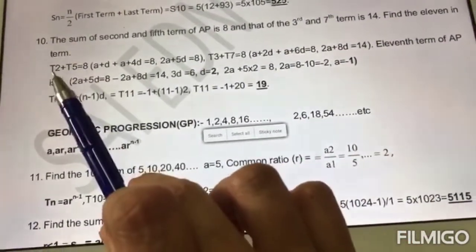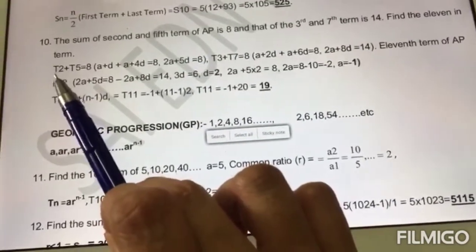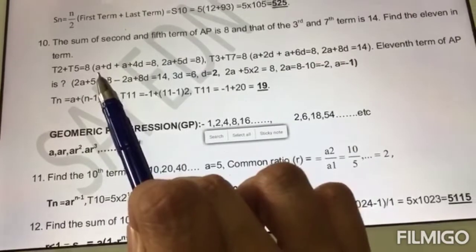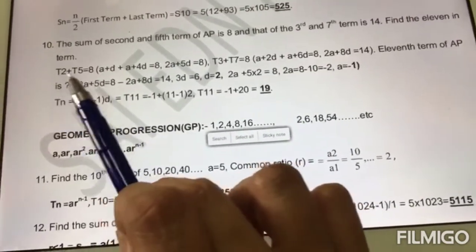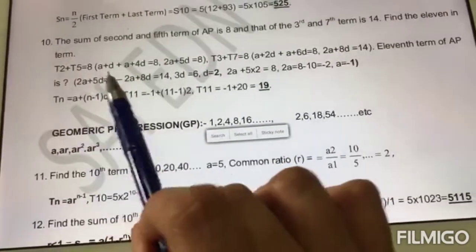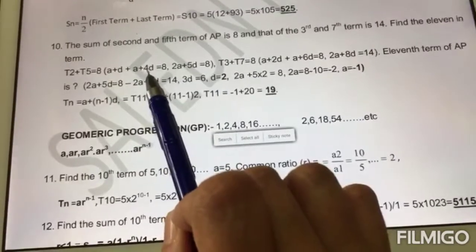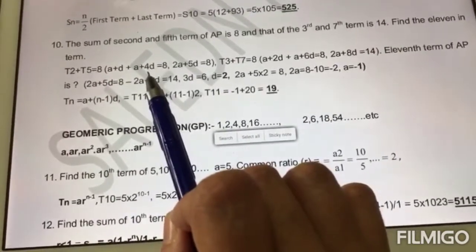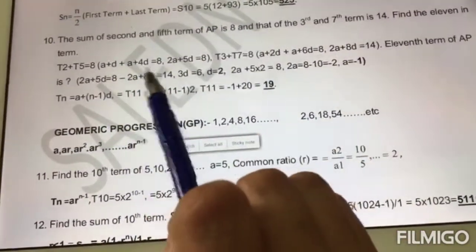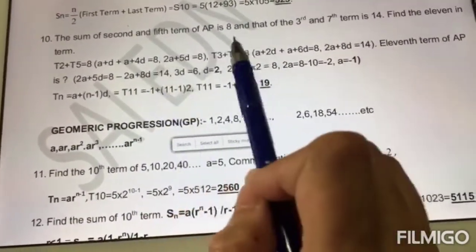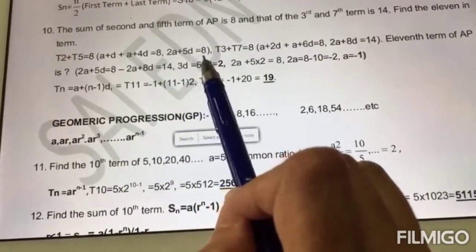What is n in this case? It is just two terms, because we are only looking at the second term. So the second term is the first term a plus n minus 1 into d. n is 2, so 2 minus 1 is 1 into d. Similarly, the fifth term can be written as a plus n minus 1, which is 4, into d. Why is n minus 1 equal to 4? Here n is 5 because we are looking at the fifth term. When you add these, it is equal to 8 as per the question. So you will get 2a plus 5d equals 8.